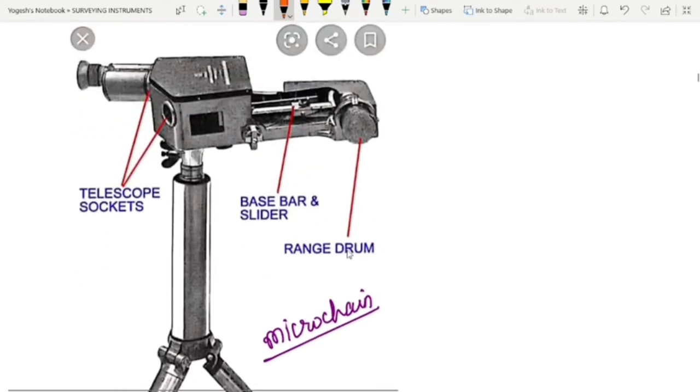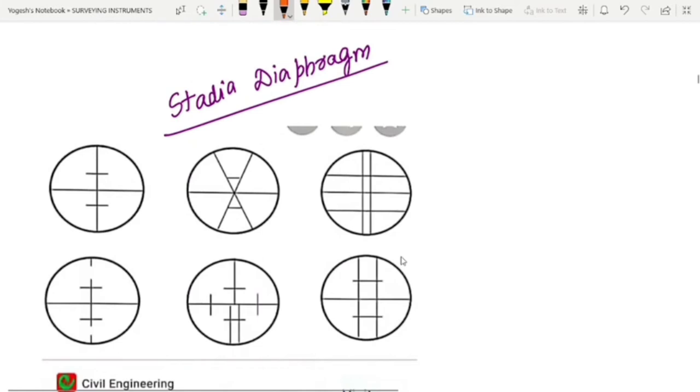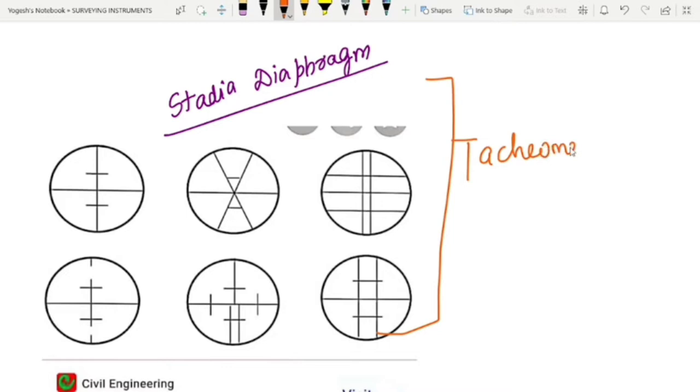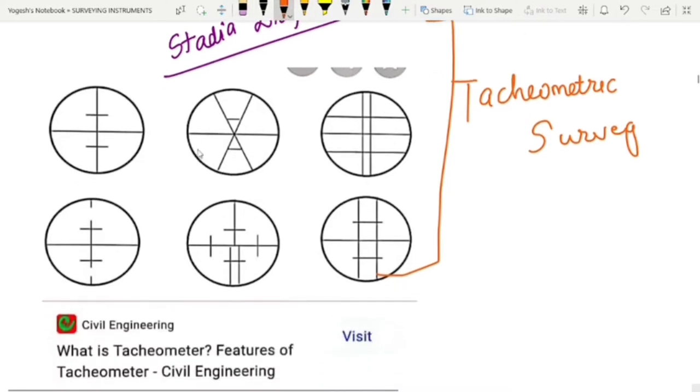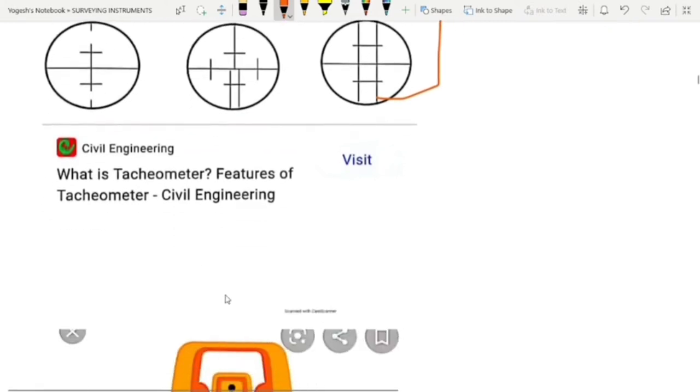This is basically micro chains, in which telescope sockets, base bars, sliders and range drums are used. These are called the micro chains. These are the stadia diaphragms to be used in tachometric survey. So these have the horizontal and vertical crosshairs along with the stadia hairs. These are called the stadia hairs. The distance between them is i, that is small i, the stadia interval.